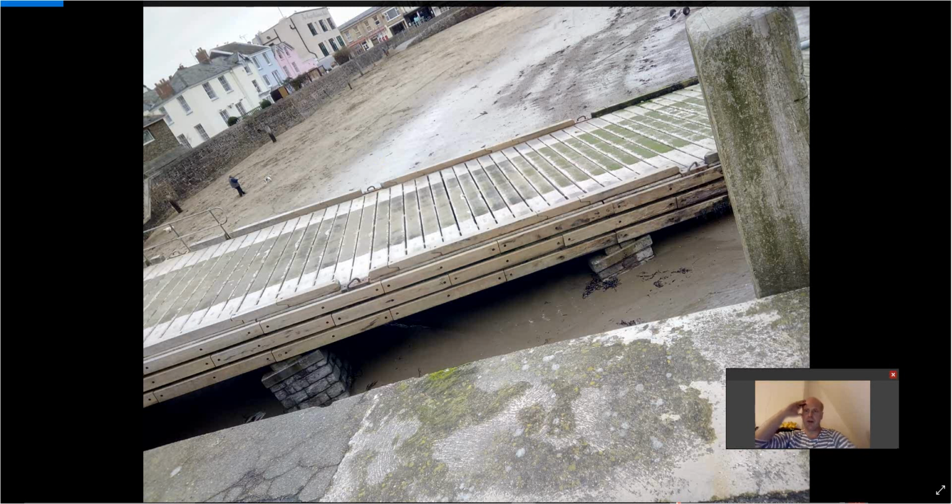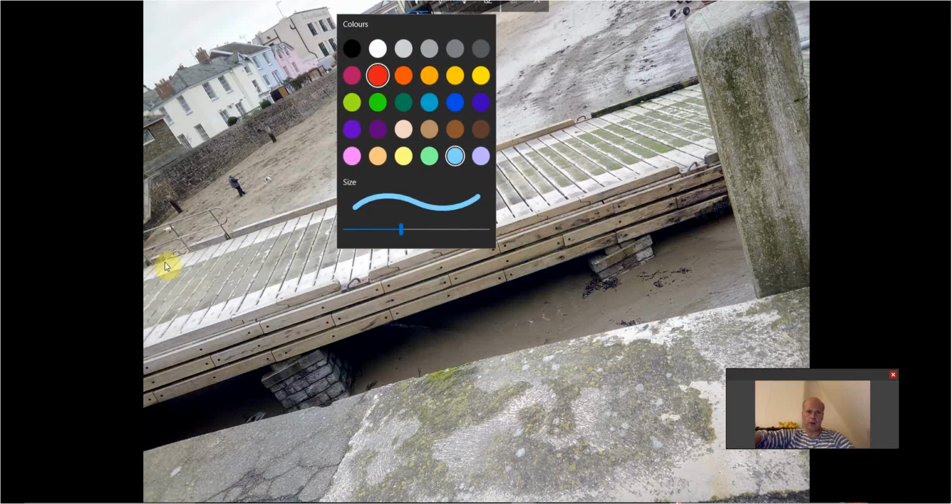Sorry. Oh my goodness, this mouse. Right. This is a walkway. I do apologise with all this going wrong today, but please bear with me.